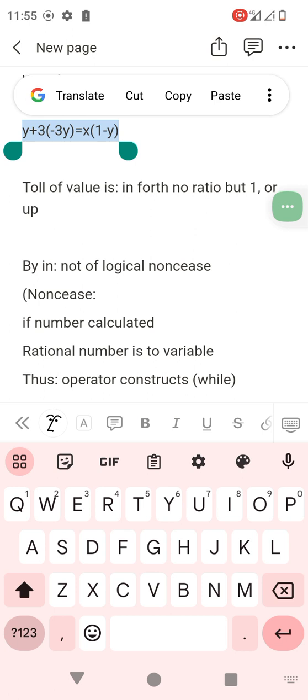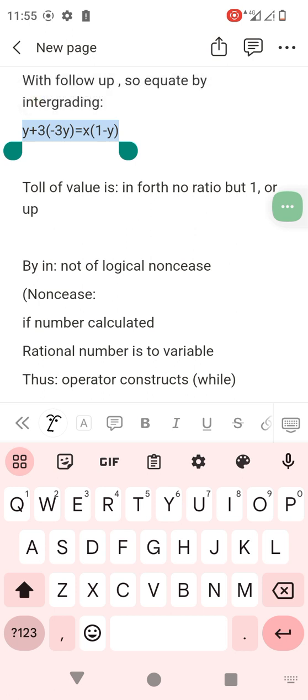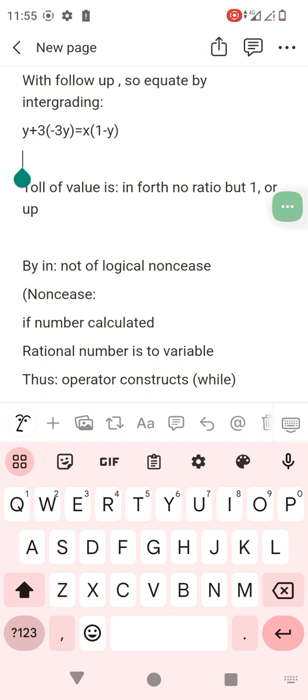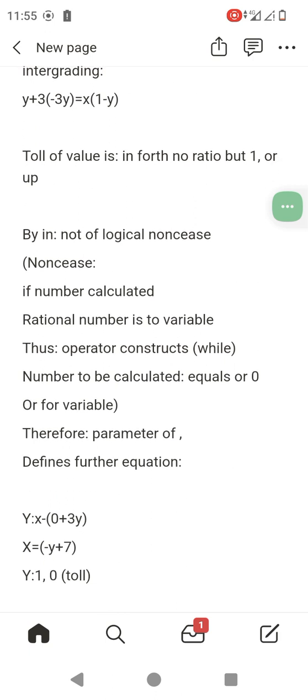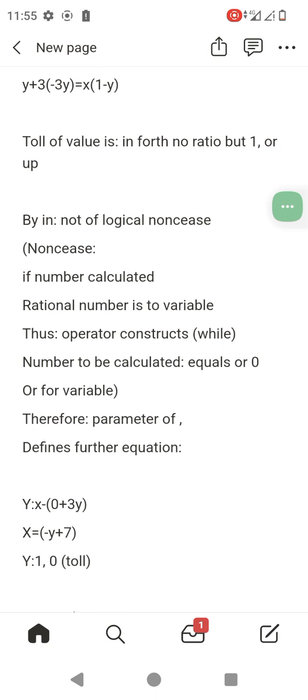fifth or spin of light, folding towards any fourth idea that is giving electricity. Total of value is in fourth no ratio but 1 or up.